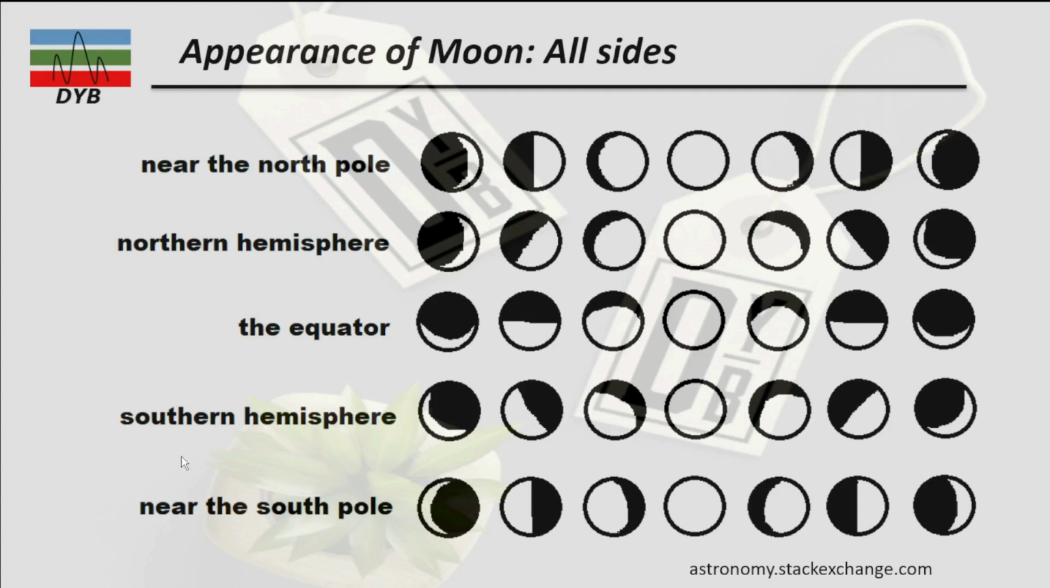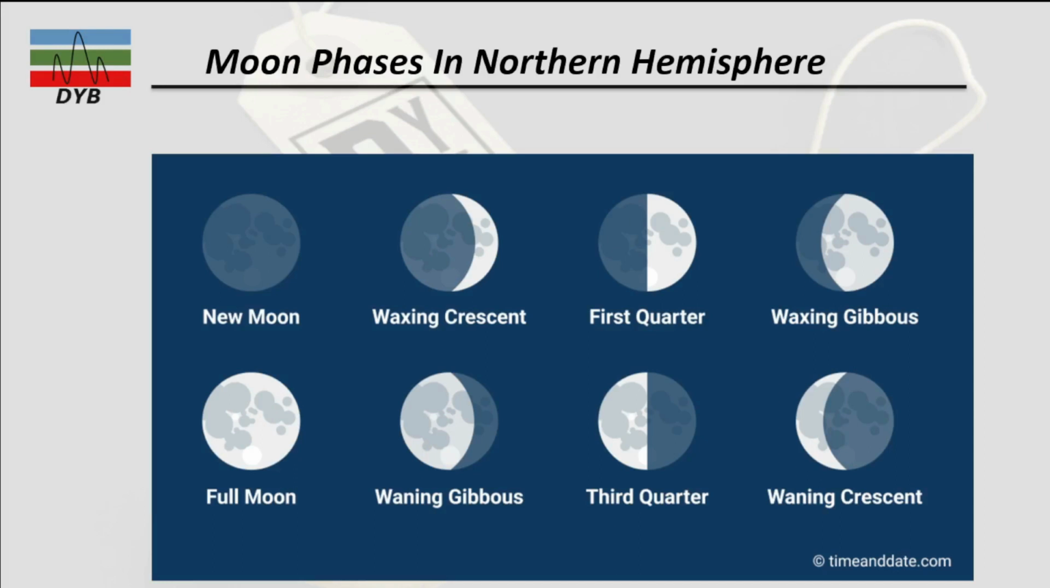And if a person is observing the moon from the southern hemisphere, you can see the moon will be the other way around. So it will be flipped. And this full moon then comes at the end of the month. So we focus more on the northern hemisphere.